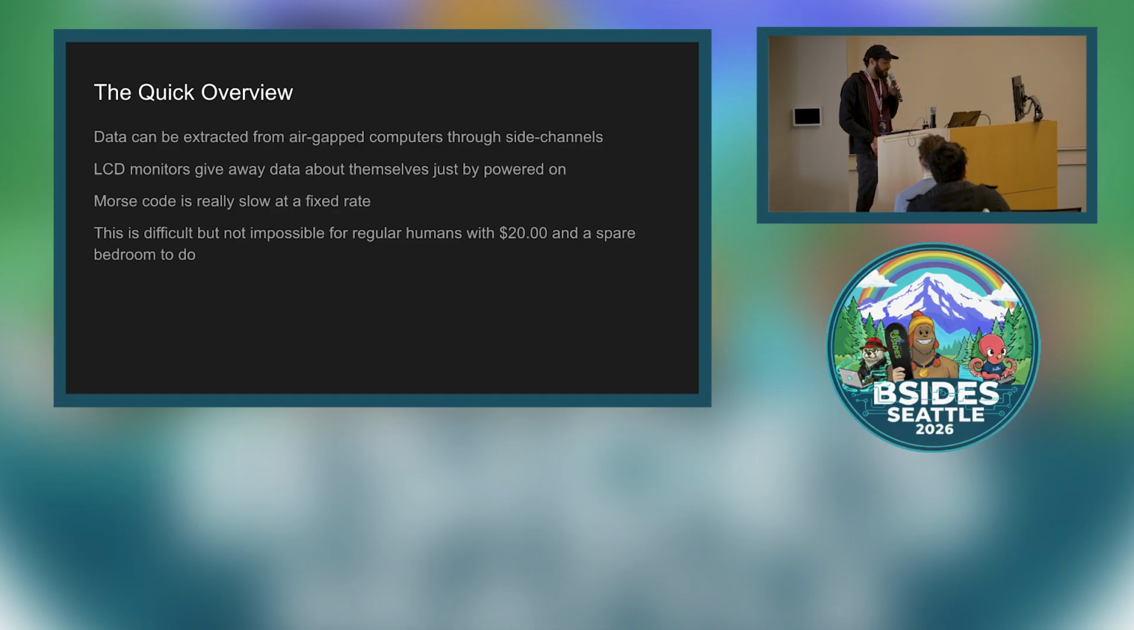So in a single sentence, this talk can be summed up: EM fields can transmit meaningful data, and air gapping is not actually all that secure. That's the main thing here. We also want to acknowledge that Morse code is really slow, and there are ways to improve this. This was a research demo, not a fully fledged attack framework tool.